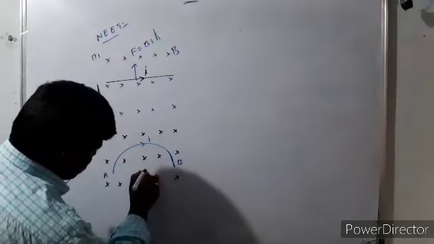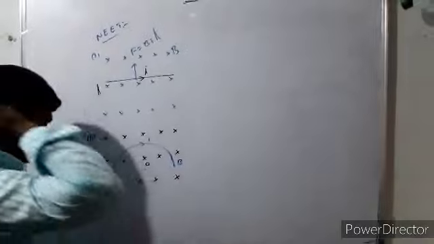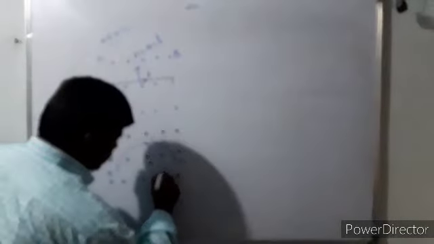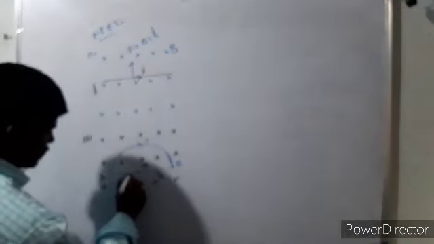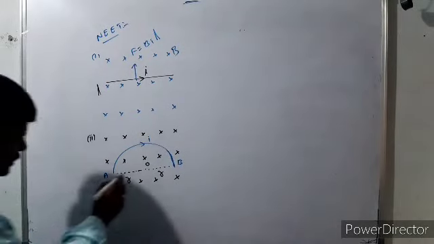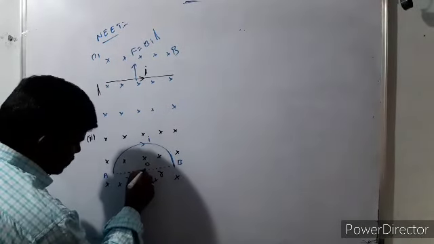Let O be the center of this arc, the semicircular wire conductor. Let O be the center of the semicircular conductor. Now let R be the radius of the semicircular shape. Here R is the radius.